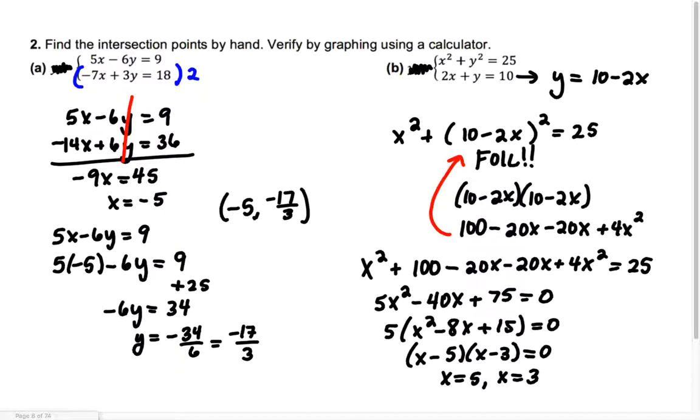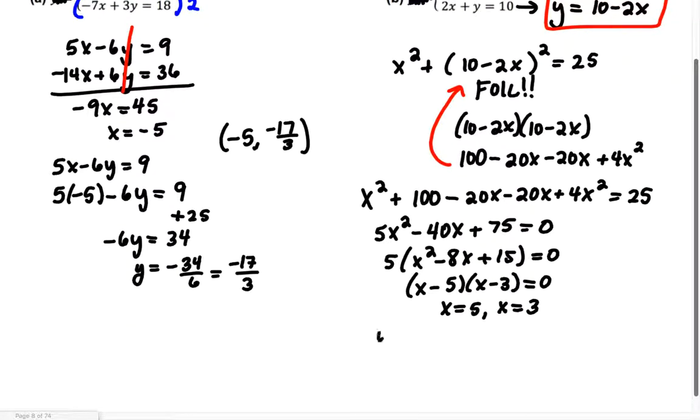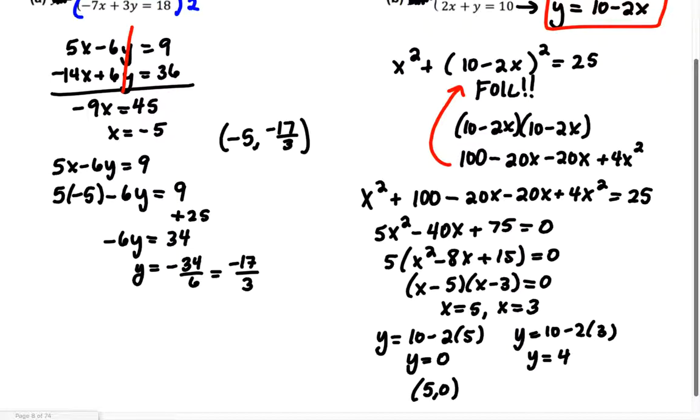So we're going to plug back into the 2x plus y equals 10. Or, to make it easy, plug it in here. Y equals 10 minus 2x. So y is equal to 10 minus 2 times 5. So y equals 0. So that point is 5, 0. And then y is equal to 10 minus 2 times 3. So y is equal to 4. So that point is 3, 4.